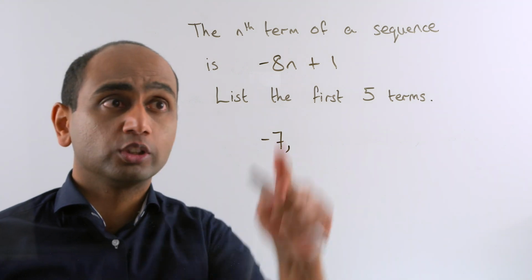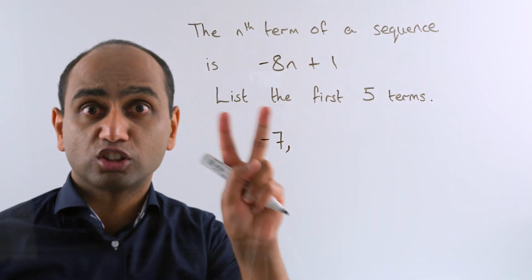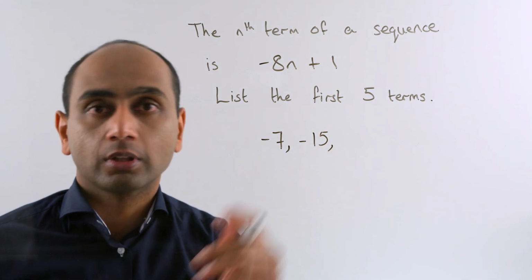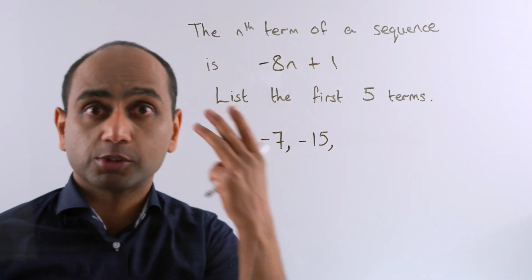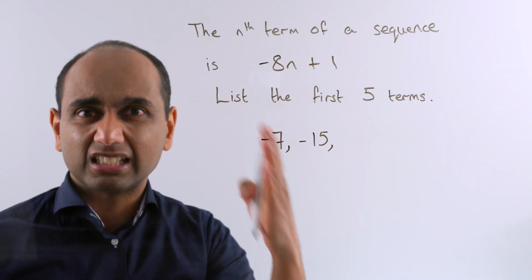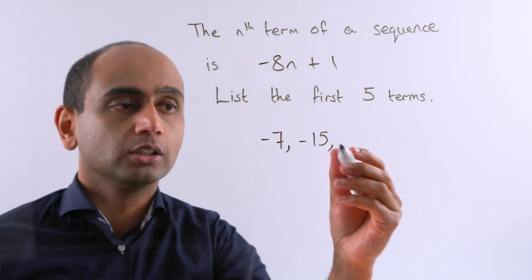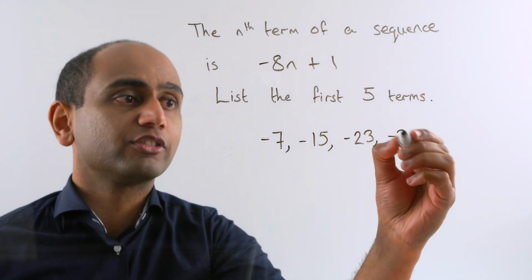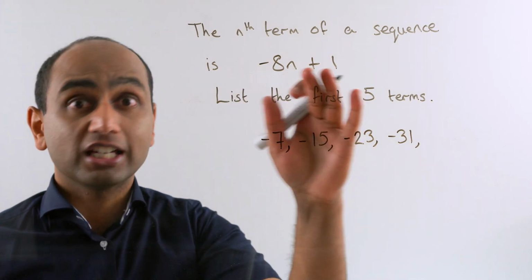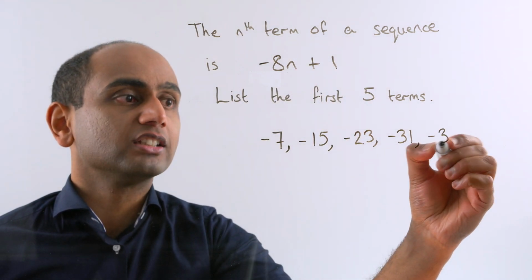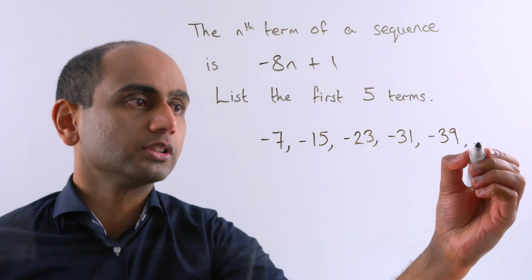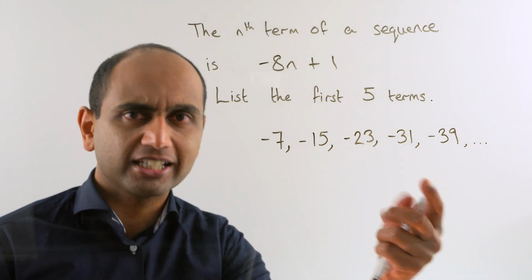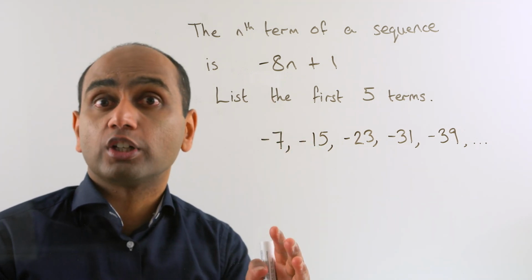The second term would be what you get when you substitute n equals 2. Negative 8 times 2 is negative 16. If we add 1 to that, we get negative 15. The third term would be what we get when we substitute n equals 3. Negative 8 times 3 is negative 24. If we add 1 to that, we get negative 23. Substituting n equals 4 into here, we get negative 31. And substituting n equals 5 into this, we get negative 39. So these are the first 5 terms of the sequence. Notice this is going up in steps of negative 8, or in other words, it's going down in steps of 8, but that fits in with what we've seen so far with the other sequences.